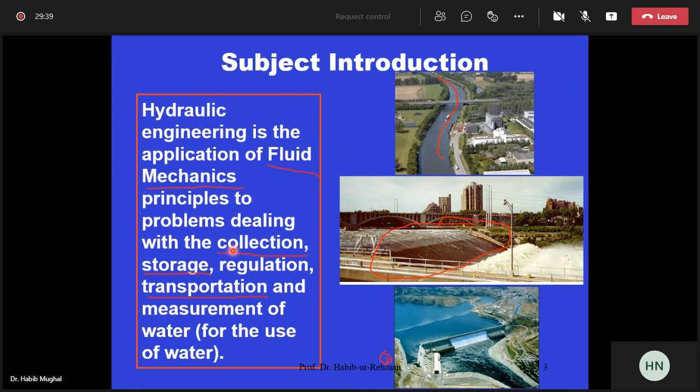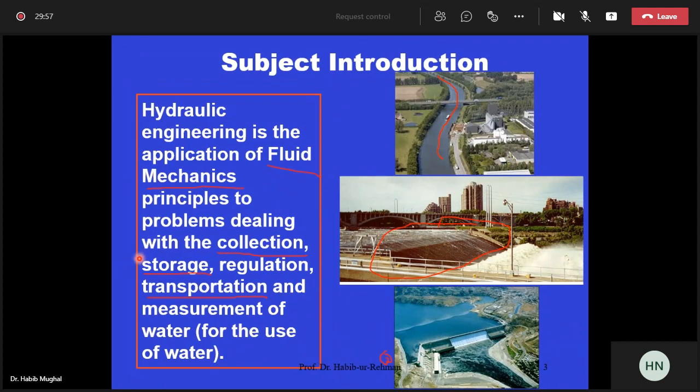How can we collect water? By making dams and by making weirs. This is a dam, and this one is a weir, so you can store certain water. And the second is storage of water.